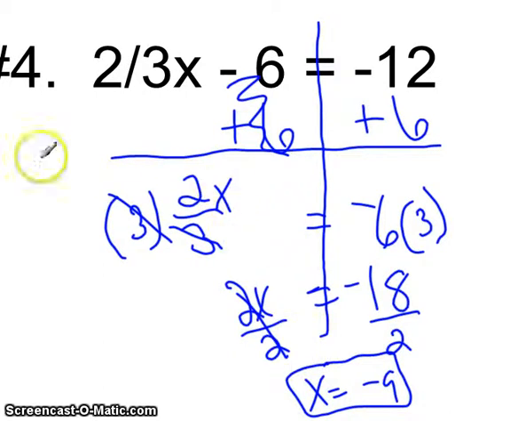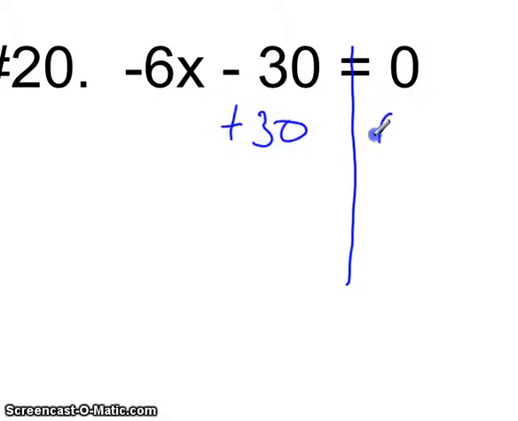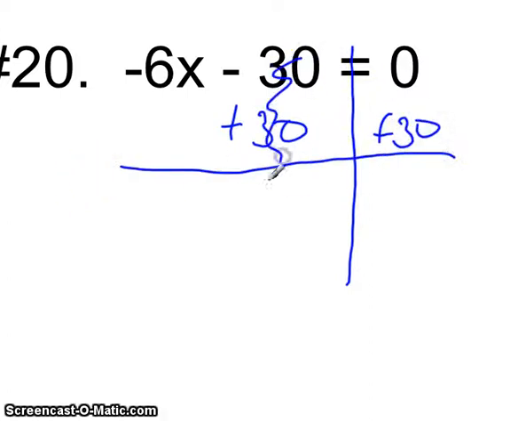I have one more example from our homework to work with you, and it's the last one. It's number 20. If you look here, we have our 3 terms in our equation. I'm going to draw the line through the equal sign. I am looking for my first step of doing the opposite operation of an addition or subtraction. Here I'm subtracting 30. So I'm going to add 30 to both sides, and the negative 30 and the positive 30 are 0, so I'm left with a negative 6x equals 0 plus 30 is 30.